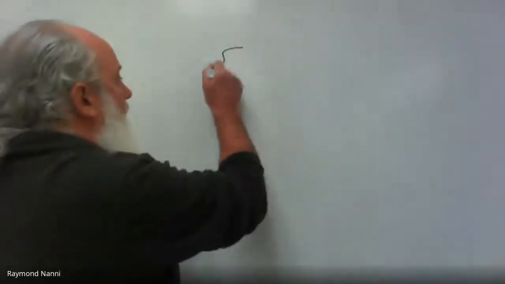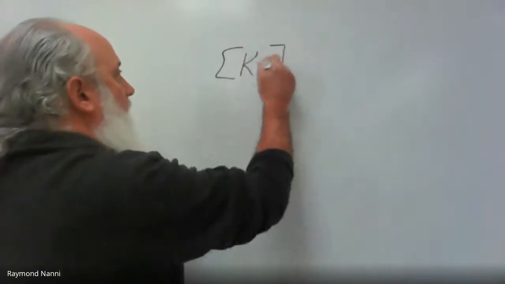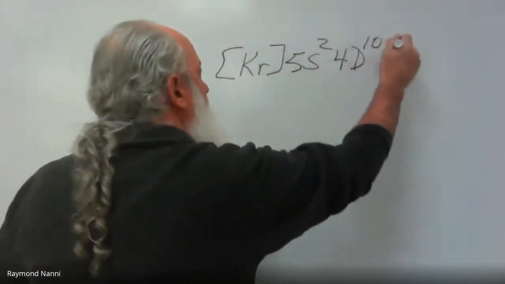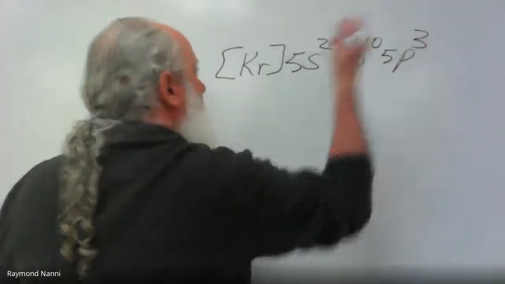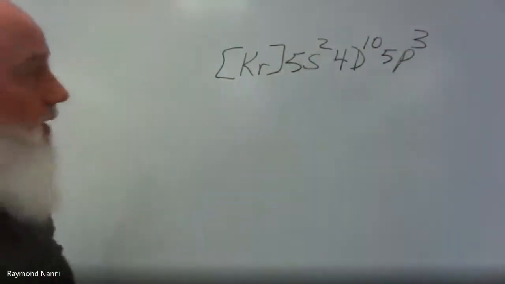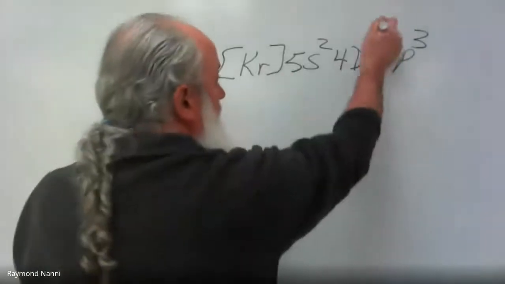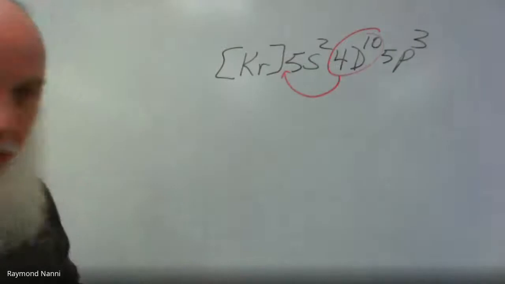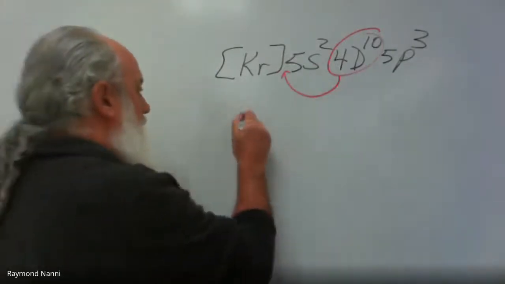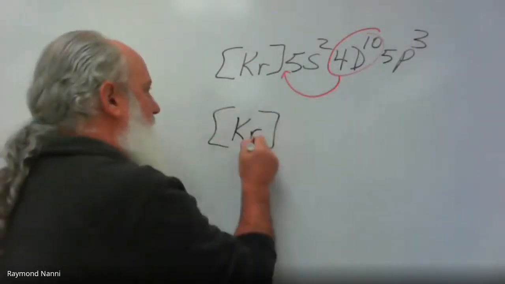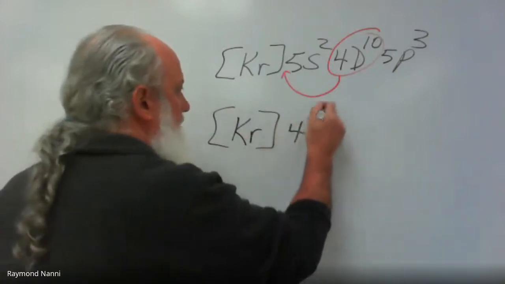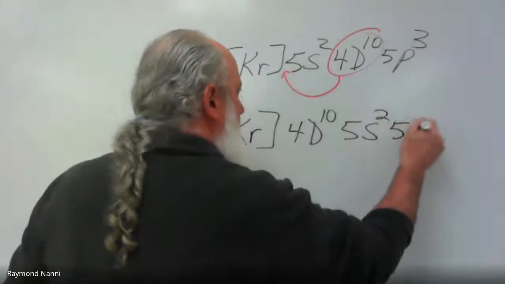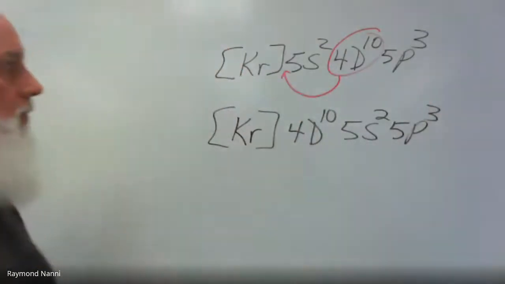So that was krypton, 5s2, 4d10, 5p3. But again, I have D block electrons splitting my valence electrons, so I'm going to rewrite this, moving the valence electrons before the 5s2. So we'll rewrite it. No point in counting electrons or anything at this point until we have rewritten it. Okay, so there we go.